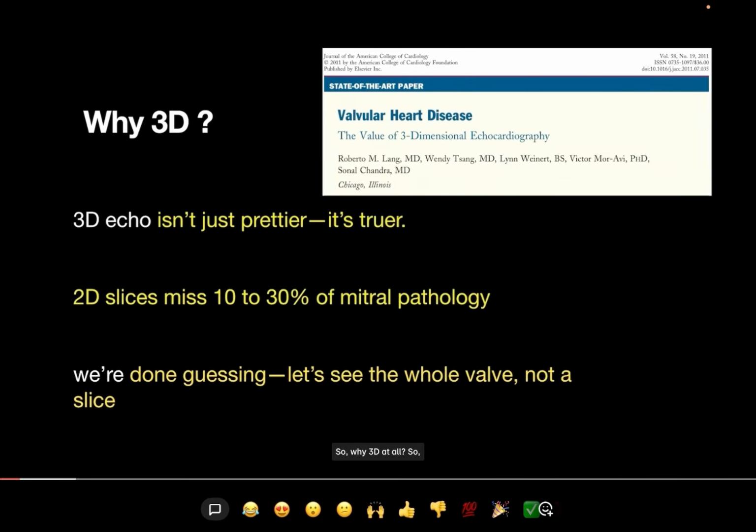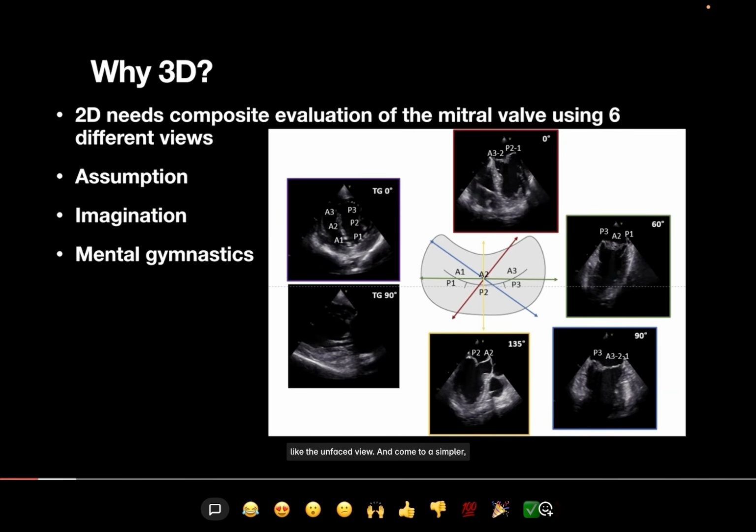So why 3D at all? To start with, 3D isn't just a pretty picture, it is a truer picture. 2D slices, this 2D echo, can miss around 10 to 30% of mitral pathology. The accuracy rate in identifying and diagnosing mitral valve lesions is much higher. And we are done guessing, and we don't want to see slices of the heart. We want to see the whole valve, like the en face view, and come to a simpler yet accurate diagnosis.